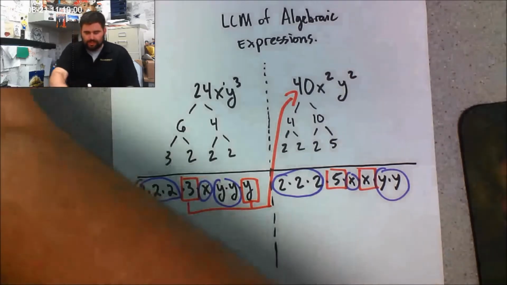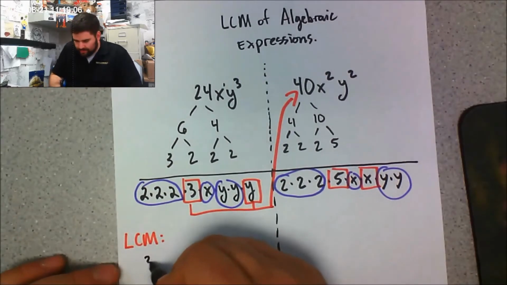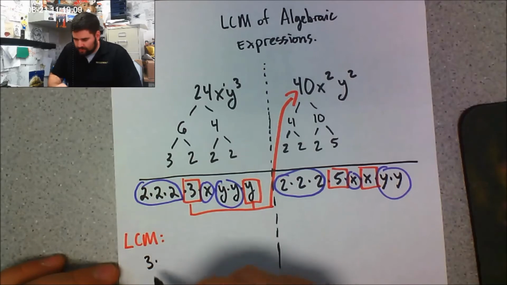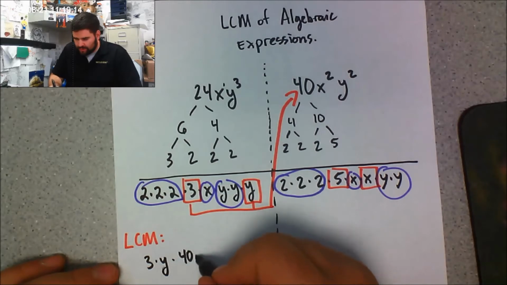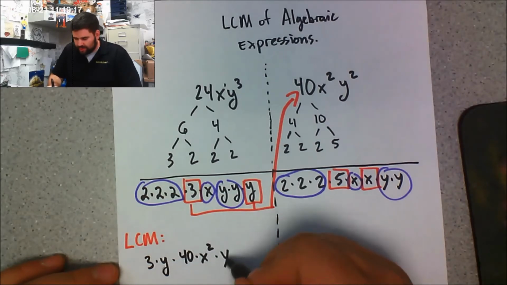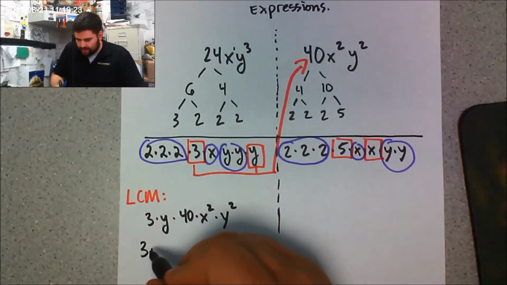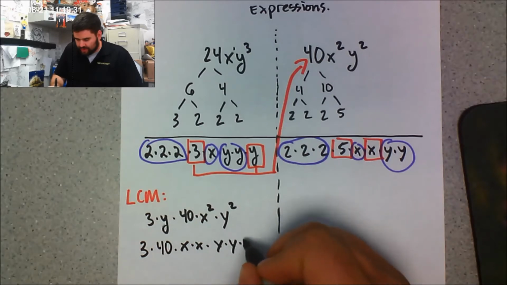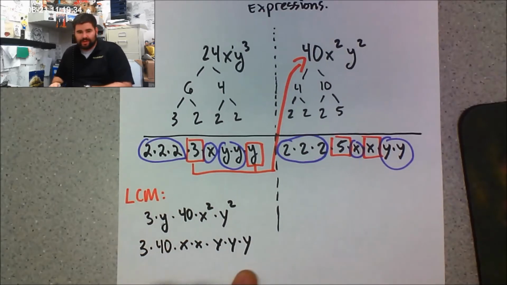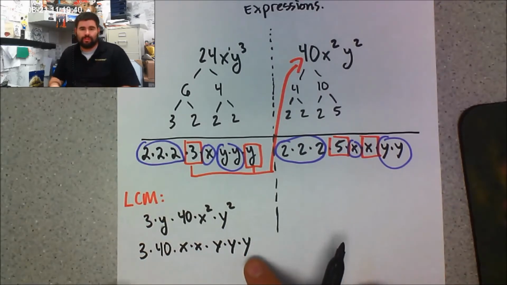So I see that I need to take 3 times y times 40 times x squared times y squared. And you could rewrite it a couple different ways. You could rewrite it as 3 times 40 times x times x times y times y times y. So you've got the whole prime factorization out. And that's probably the easiest to see the thing I want to show you in a moment.